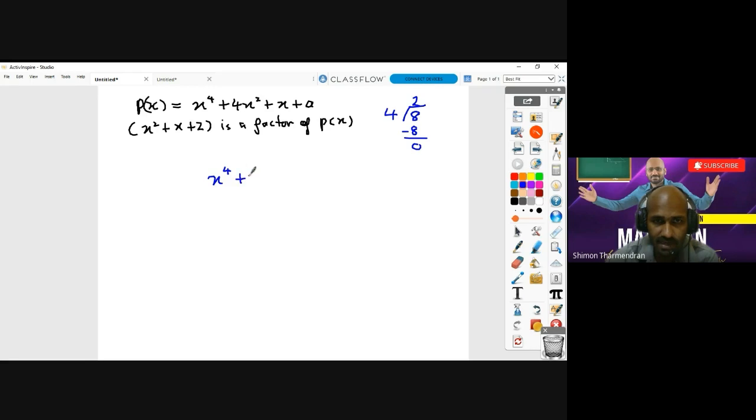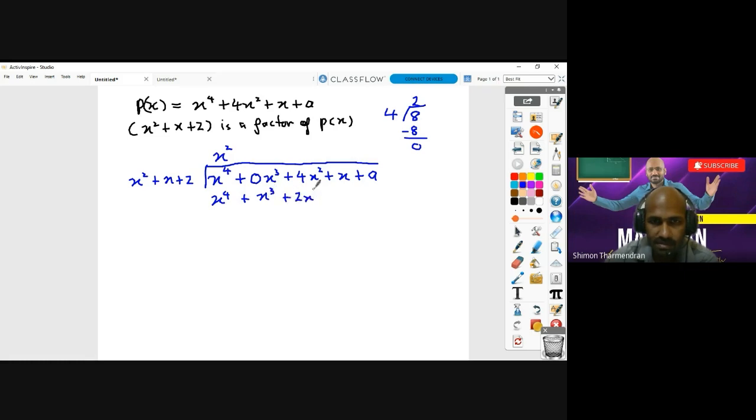Notice I do not have x cubed. So put a 0x cubed so that you don't lose track of the terms. We have an x squared. We also have an x term, and we have a constant term a here. And then I'm going to long divide all this with x squared plus x plus 2. In order to obtain an x power 4, I need an x squared over here. So I have x power 4 plus x cubed plus 2x squared.